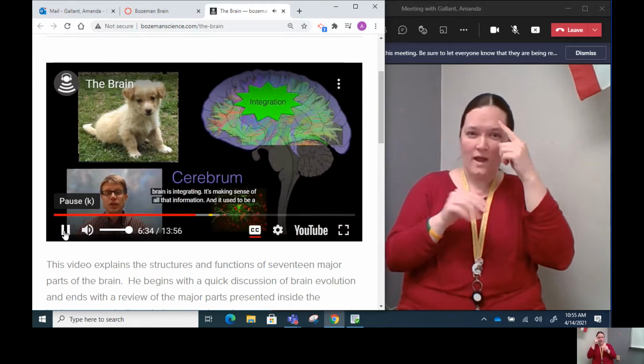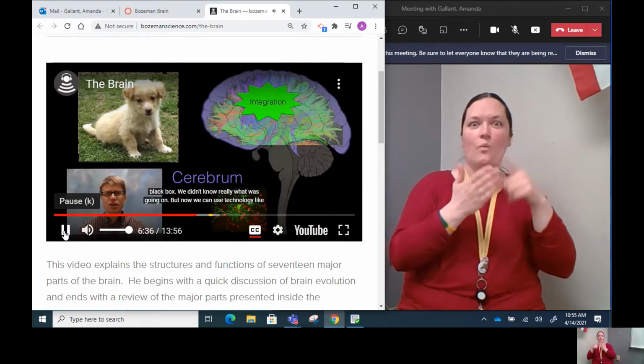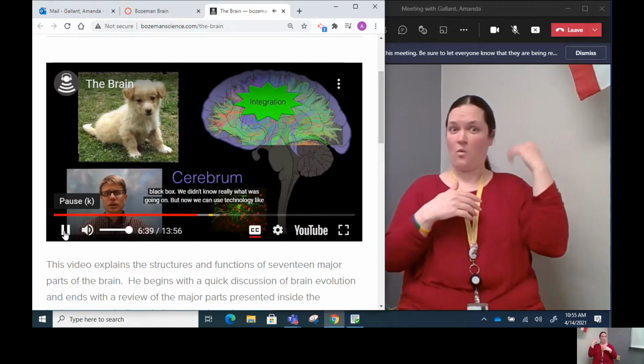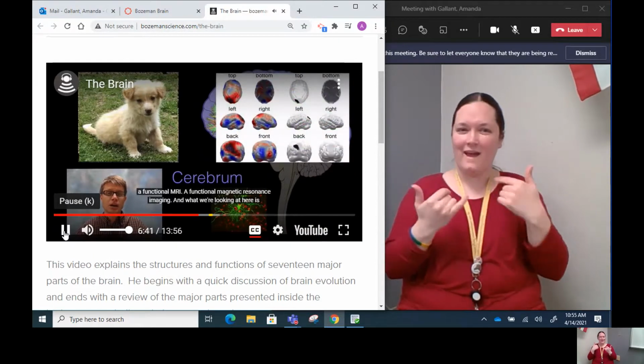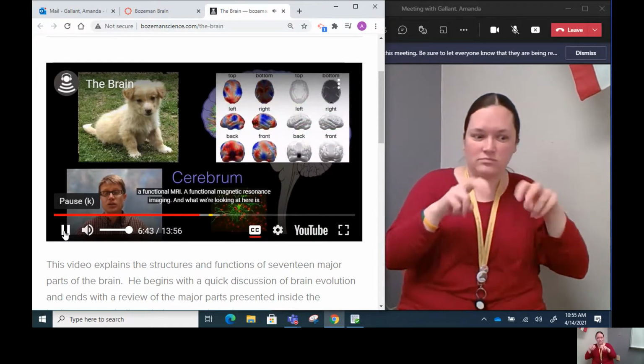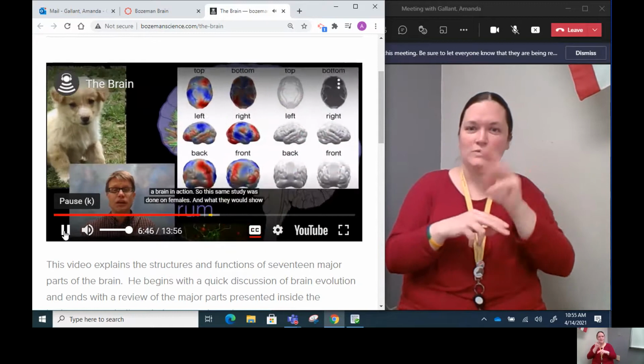It's making sense of all that information. And it used to be a black box. We didn't know really what was going on, but now we can use technology like a functional MRI. Functional magnetic resonance imaging. And what we're looking at here is a brain in action.